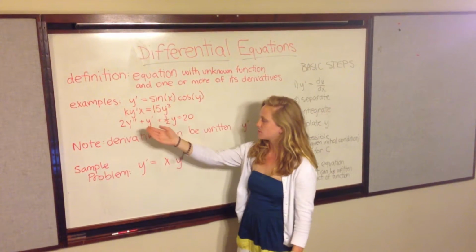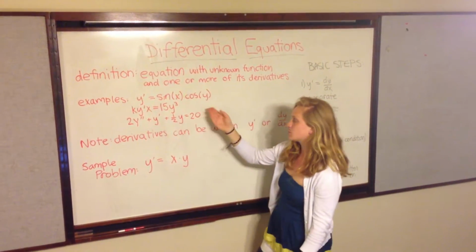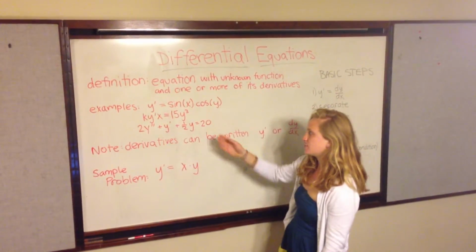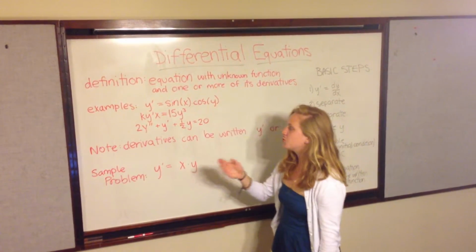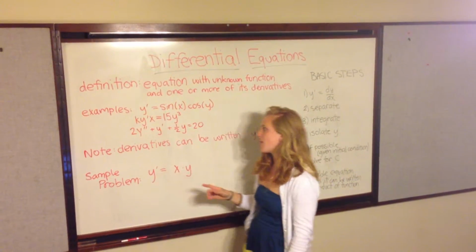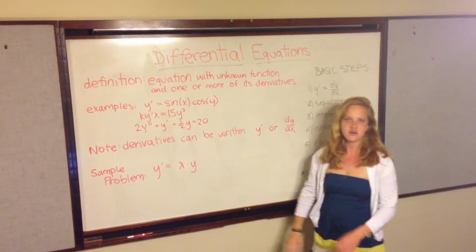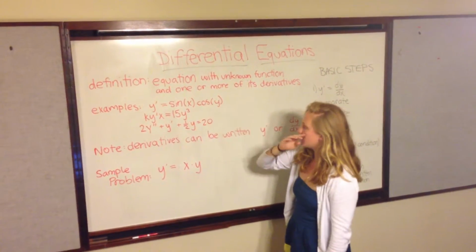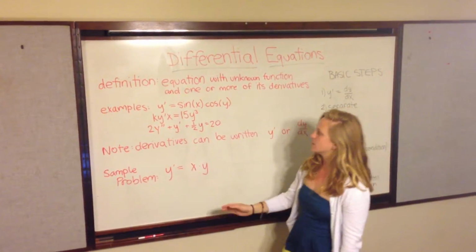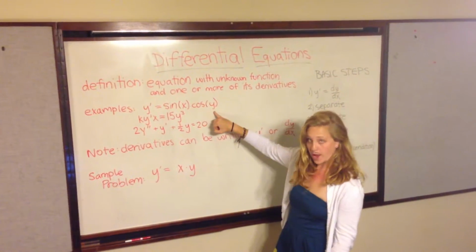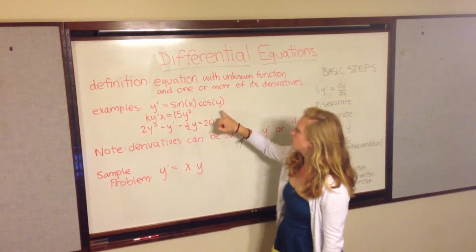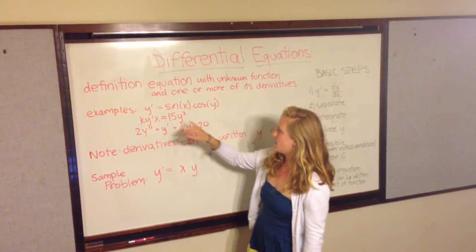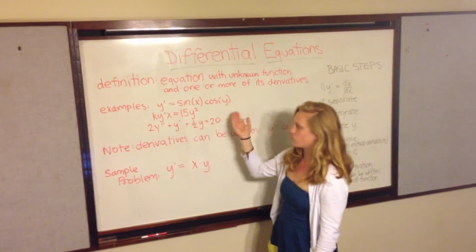These might be anything from y prime equals sine of x times cosine of y, or y prime x equals 15y cubed, or 2y double prime plus y prime plus 1/2 y equals 20, if you want to get really crazy. If you look at these examples, a typical feature of a differential equation is that it has the unknown function y, both a y value and an x value, so two variables, and then the derivative of one of them.